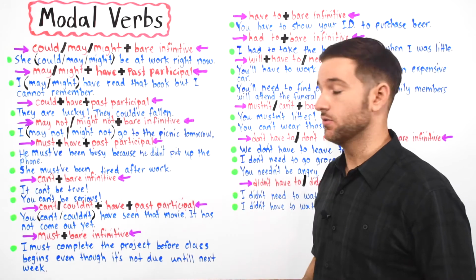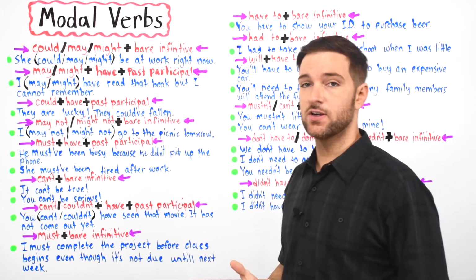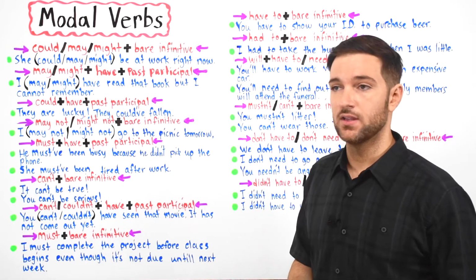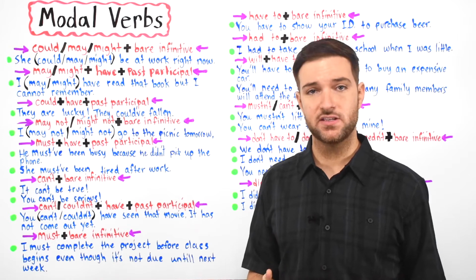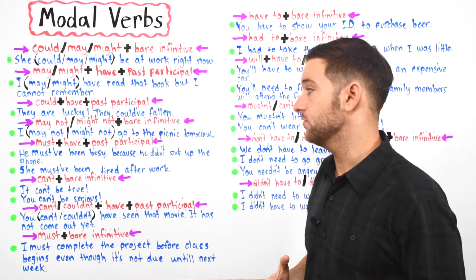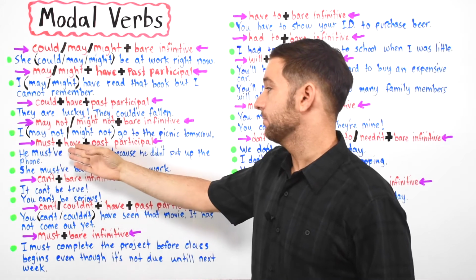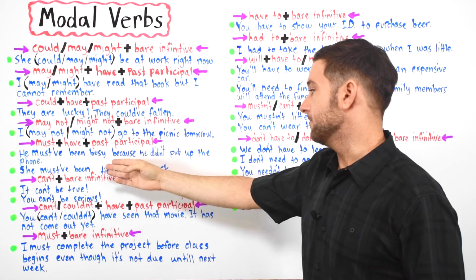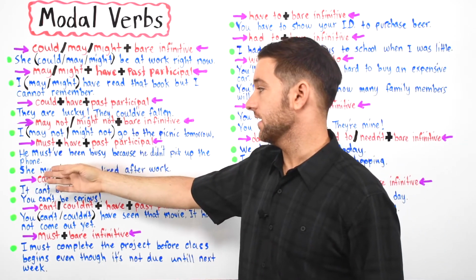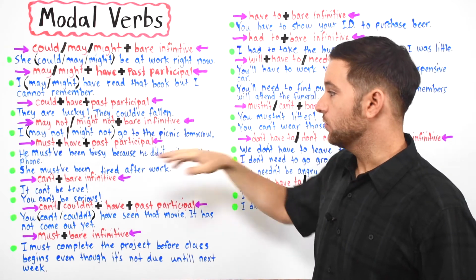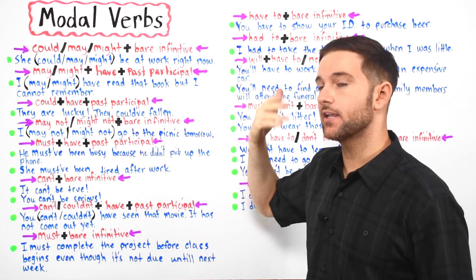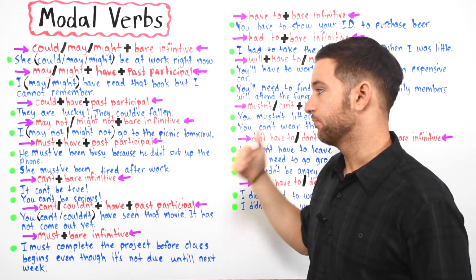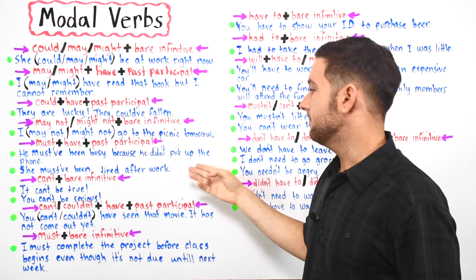So let's go ahead and continue, because apart from expressing possibilities, we also use modal verbs to make deductions. For example, when we want to express a positive deduction about the present or the future, then we use the verbs must plus have plus the past participle. For example, he must have been busy because he didn't pick up the phone. Okay, so we're talking about the past. Whenever you use the past participle, we're talking about the past.